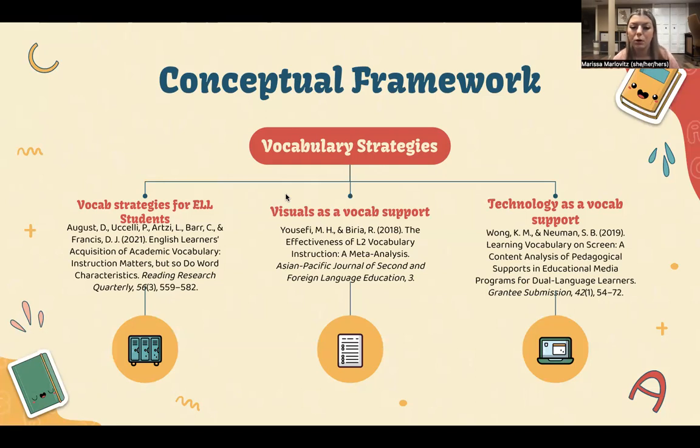So the article I picked for that was titled The Effectiveness of L2 Vocabulary Instruction. And then lastly, technology as a vocab support because kids nowadays are learning so much more with their Chromebooks and their phones and just a lot more technology. So this one was learning vocabulary on a screen.